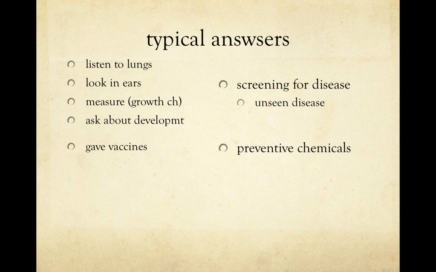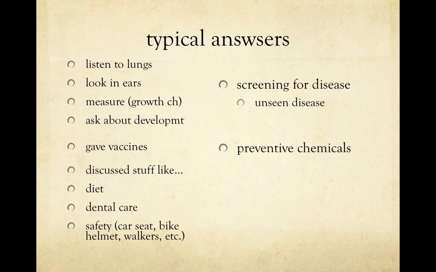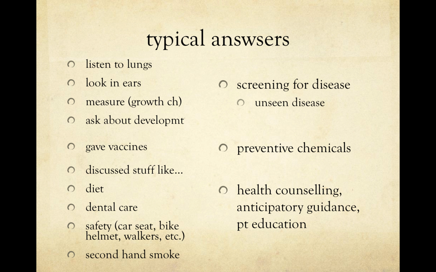The third thing that students usually pipe up with that they have seen at these kinds of visits is talking stuff. Doctor and parents discuss stuff like what their kid is eating, whether they're brushing their child's teeth and bringing them to a dentist, safety stuff like a car seat and bike helmets and walkers, baby-proofing the house, that kind of stuff. Doctors talk about secondhand smoke. I'm going to group this kind of talking, advice-giving stuff into a category that we'll call health counseling. You could also call it anticipatory guidance or patient education. This is the talking and advising category of activities.